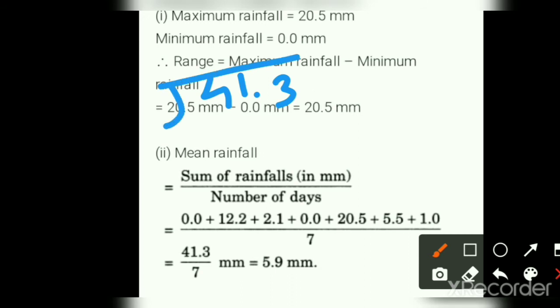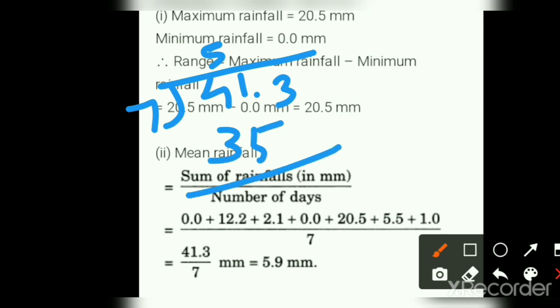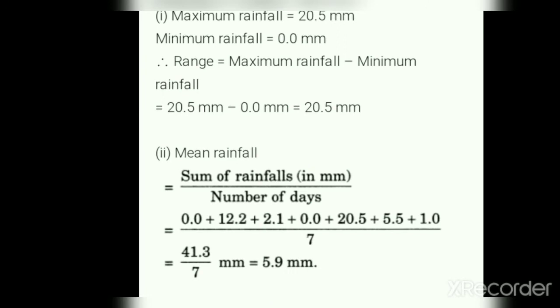41.3 divided by 7. Okay, so 7 5s are 35. When you have to subtract, this becomes 3, this becomes 11. So 11 minus 5 is 6. Bring down that 3. Before bringing down that 3, there is a decimal point, so we have to place the decimal. Now 63. 7 9 times it is 63. Okay, so the remainder is 0 now. Clear, children? So 5.9 millimeter. Clear?